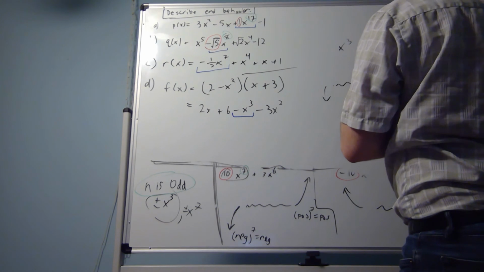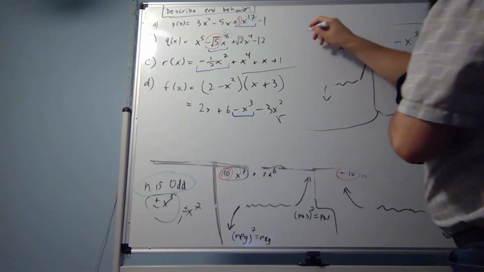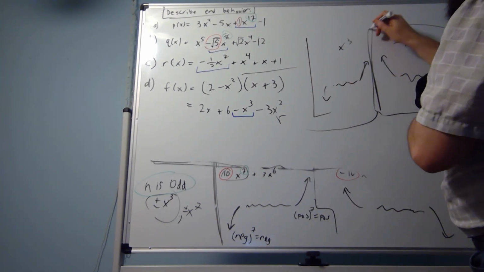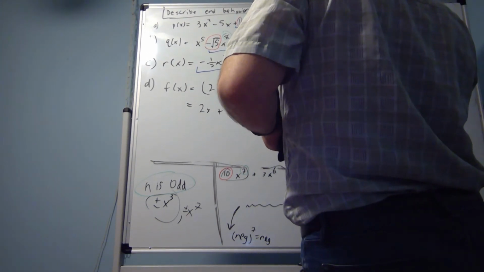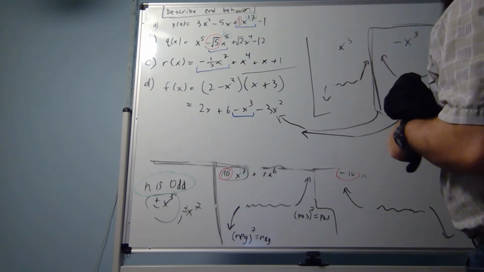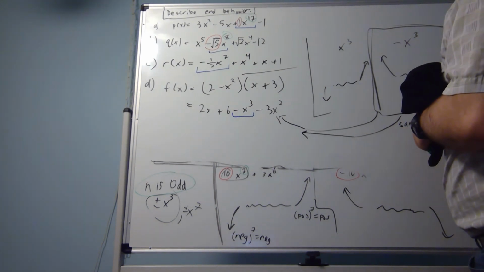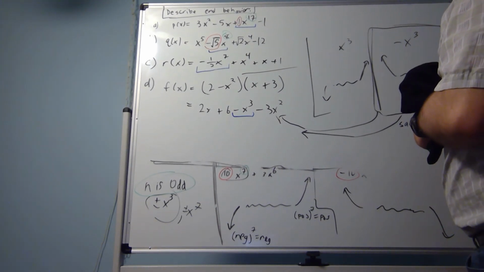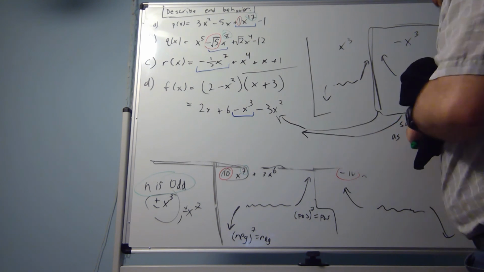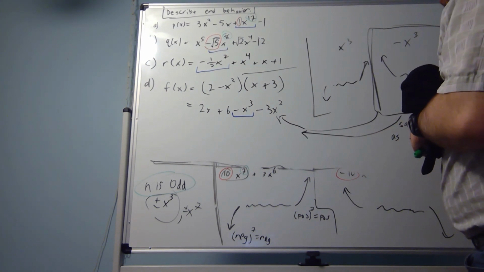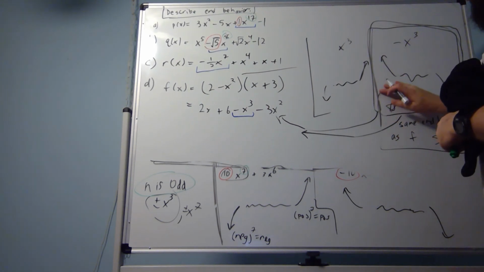So it's okay to include this as a part of your work, but make sure it's very, very clear what your final answer is. That's the end behavior of x cubed. That's the end behavior of negative x cubed. Same end behavior as this one, which is called f. So this one right here. There we go.